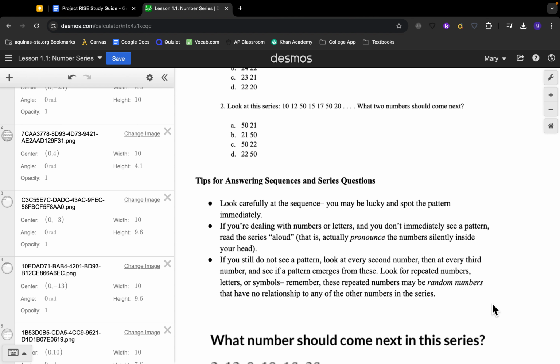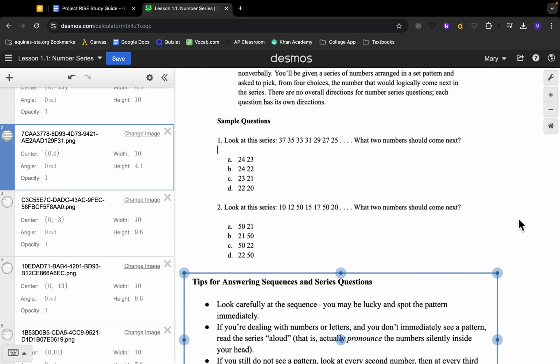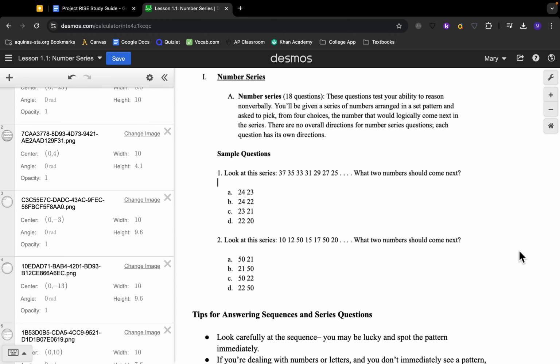Next tip though says if you still do not see a pattern, look at every second number, then at every third number, and see if a pattern emerges from these. Look for repeated numbers that may be random and have no relationship to any of the other numbers in the series. So I know that was a lot of information, but we will do some sample questions and problems just so you have an idea of what you're going to see on the test.